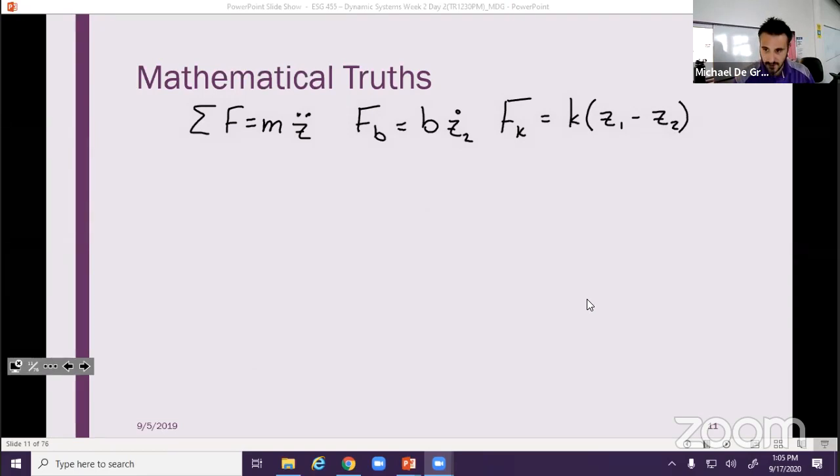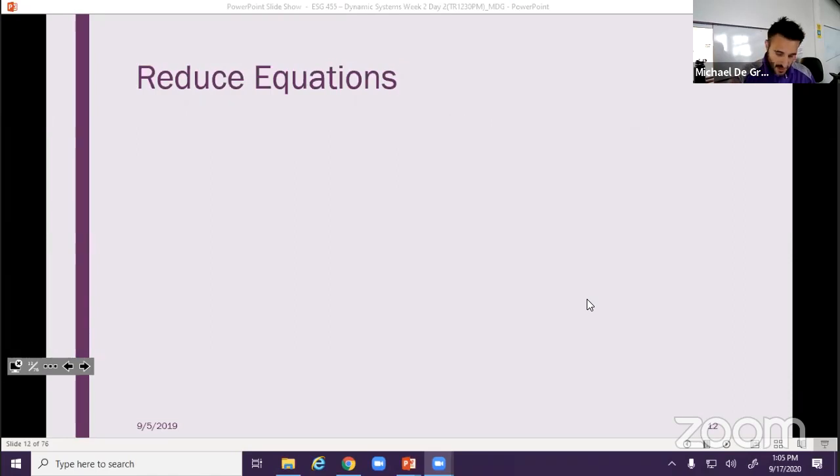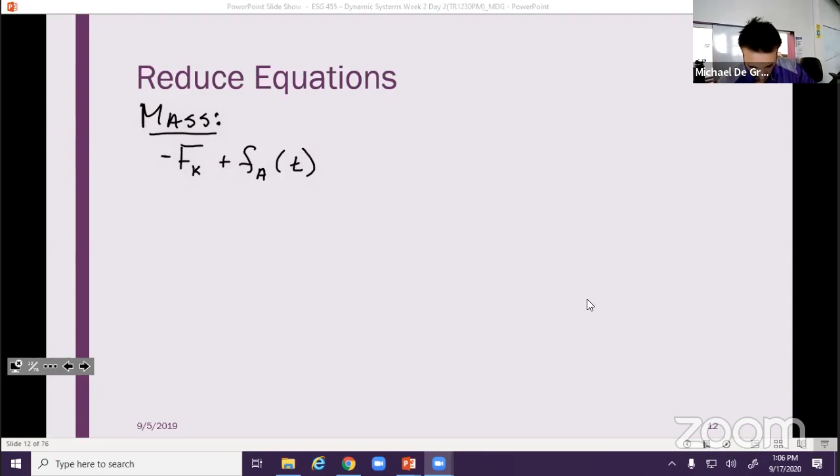All right, so we're going to start with the mass. And for our mass, we're going to sum our forces. So we have negative Fk plus Fa of t is equal to m z double dot 1.